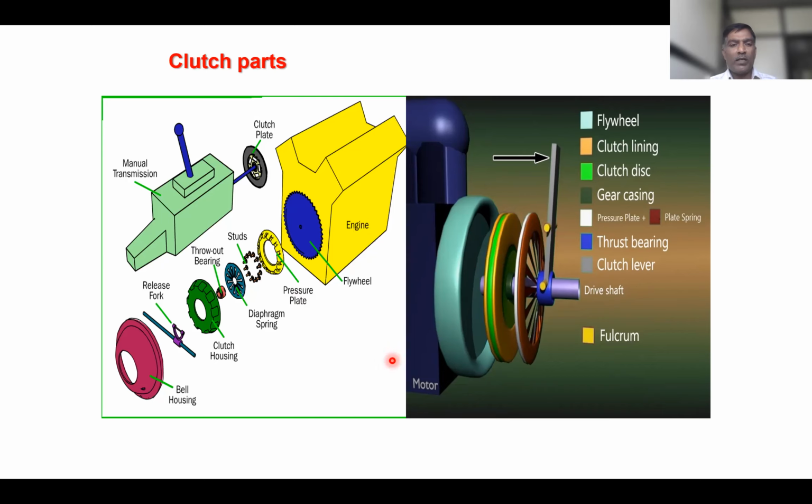Then you can see carefully the clutch parts.